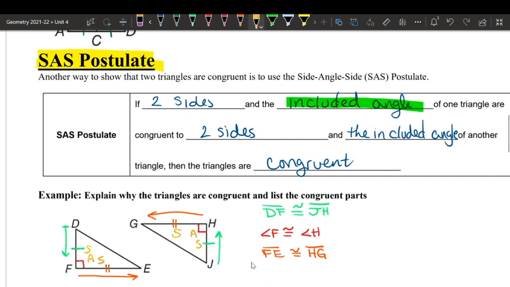So I'm going to go ahead and write a statement. Triangle FDE is congruent to triangle, let's see, if I started with F, I need to start with H: HJG, by SAS. So the two triangles are congruent by the side angle side postulate. All right.